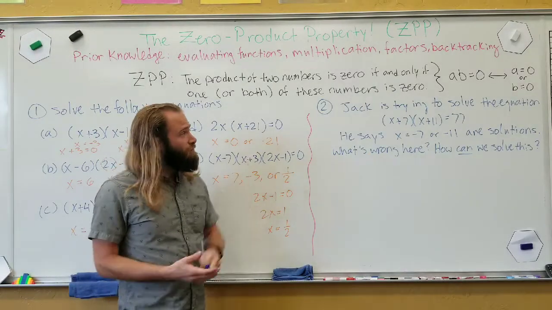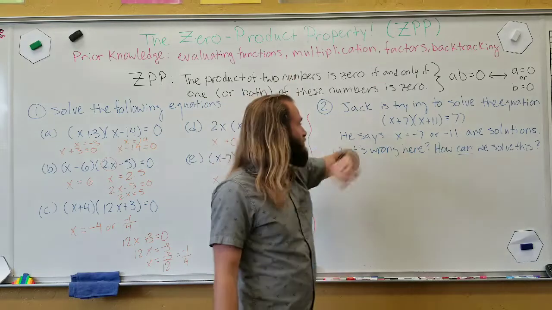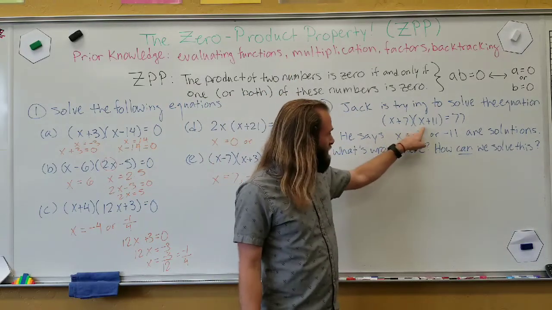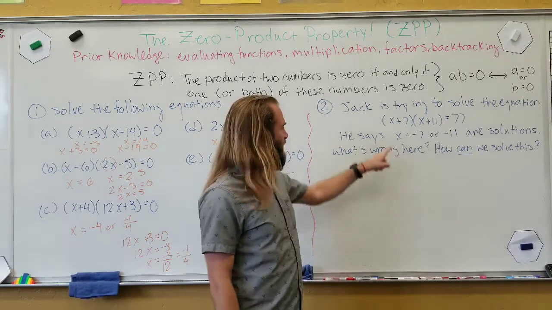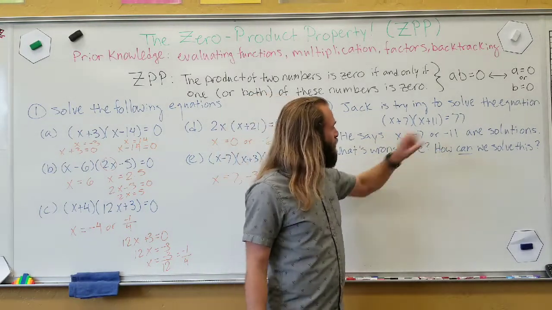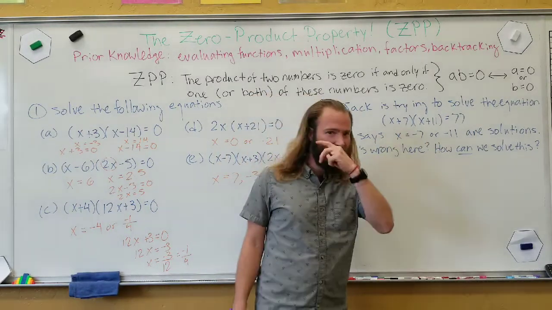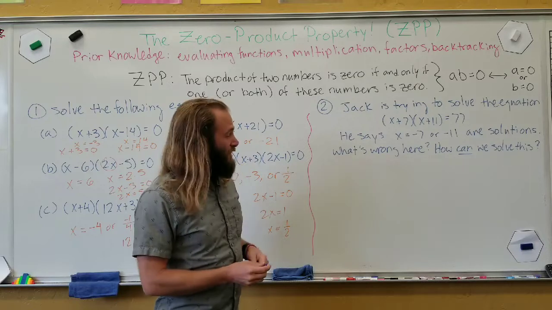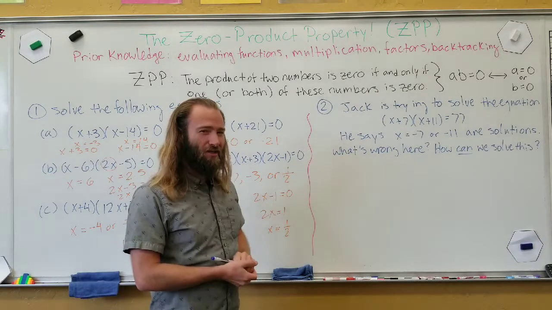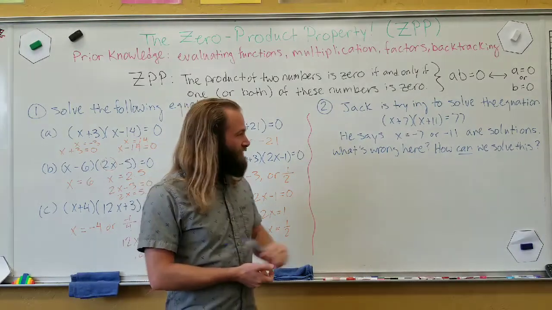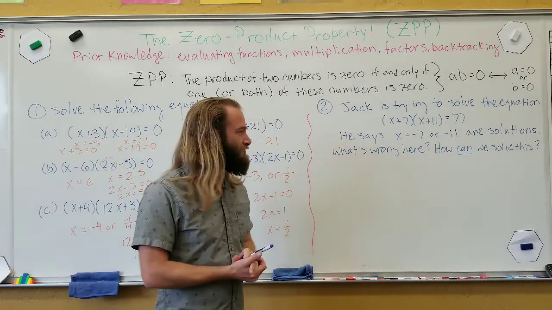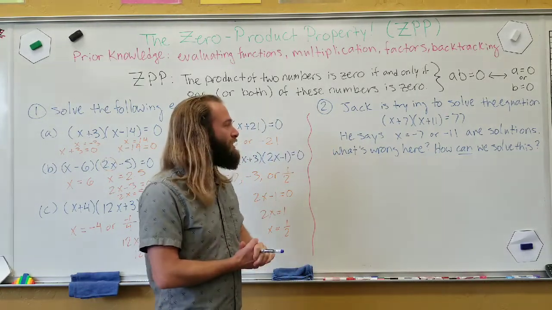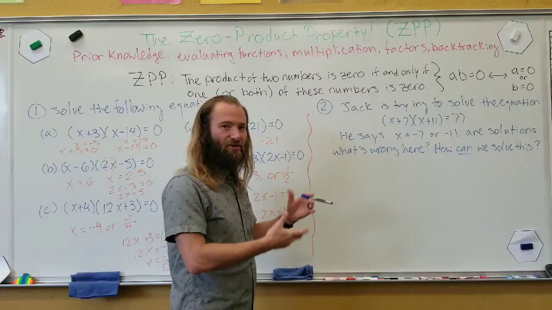Example 2. Let's suppose Jack is trying to solve the equation x plus 7 times x plus 11 equals 77. And he says, oh, that's easy. x equals negative 7 or negative 11. Those are the solutions. Think really carefully about this. I asked, what's wrong here? Okay? And then how can we solve this? I want you to think about that for yourself real quick. You can pause the video for a moment, and I want you to think about these two questions and how you'd answer them, okay?